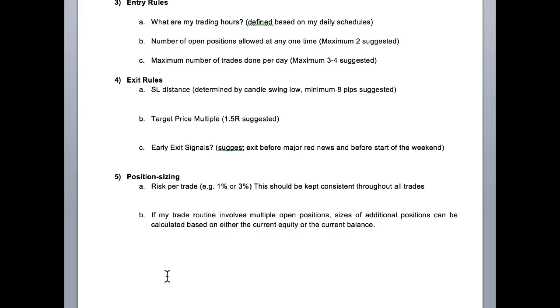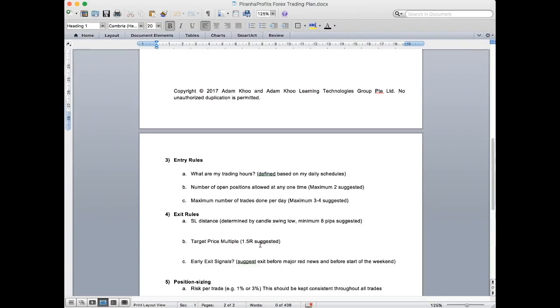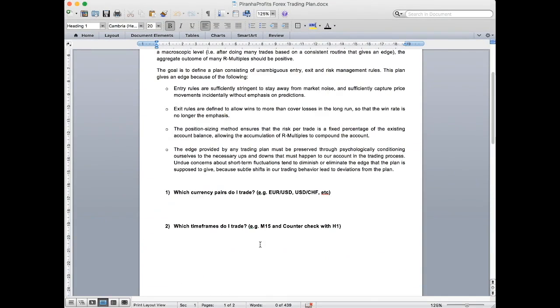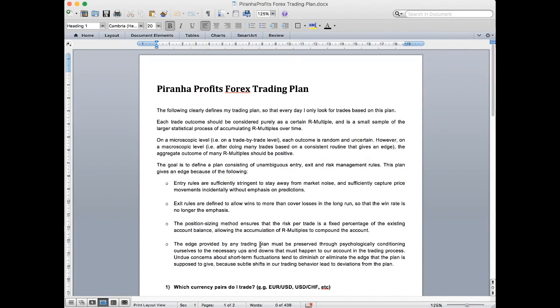Okay, so write down your trading plan. So that's number 5. Once you've written it down, you should put it up somewhere near your trading desk. So every time before you trade, read it, condition yourself to follow this plan consistently.